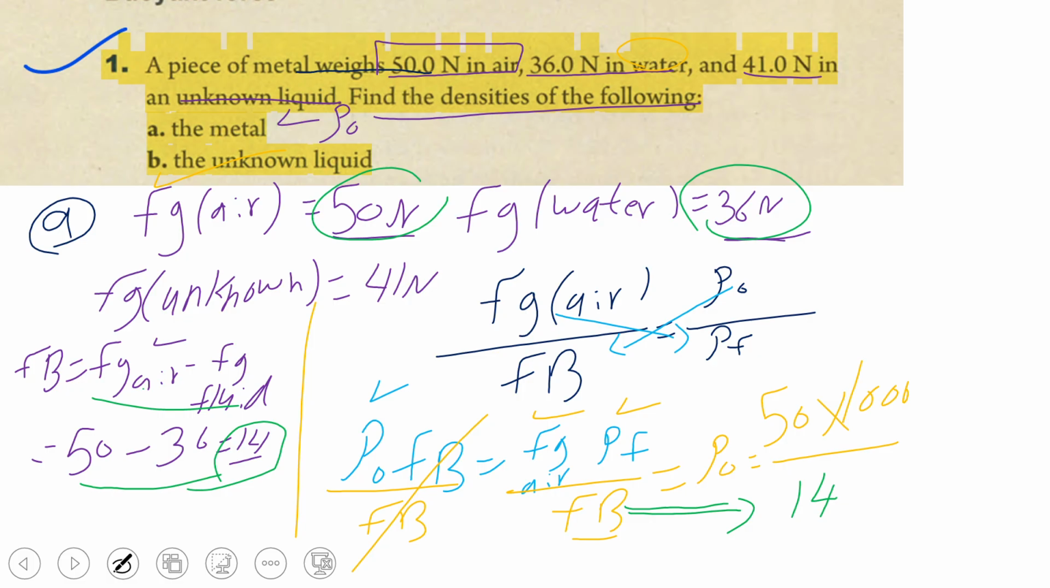Finish now. Just multiply 50 by 1000 and at the end divide by 40. Use calculator. 50 times 1000 and at the end divide by 40. So the answer: the density of the object is equal to 3571 kilogram per meter cube. The answer of part B.